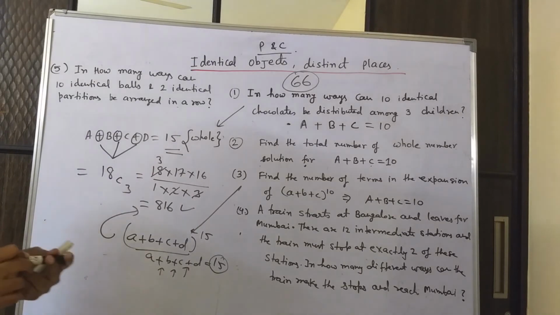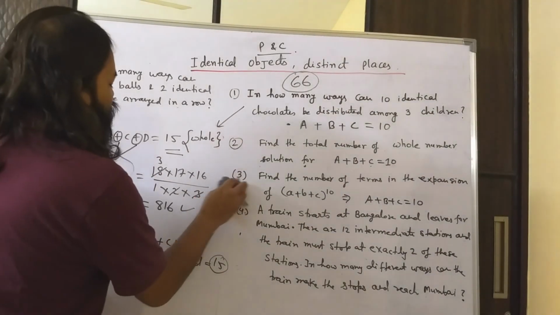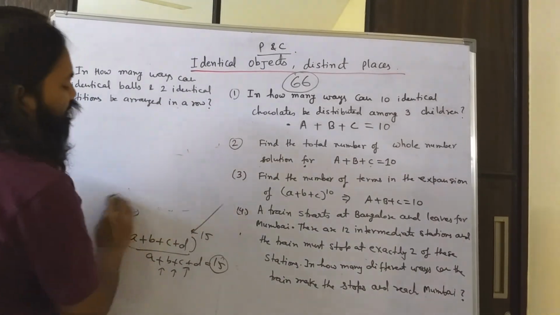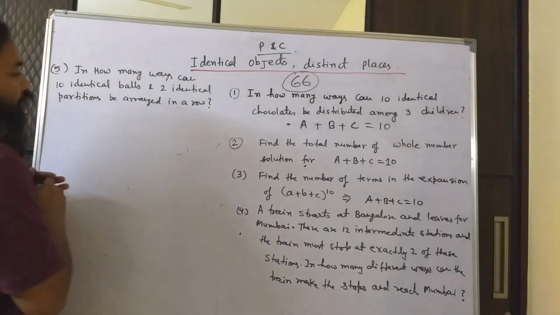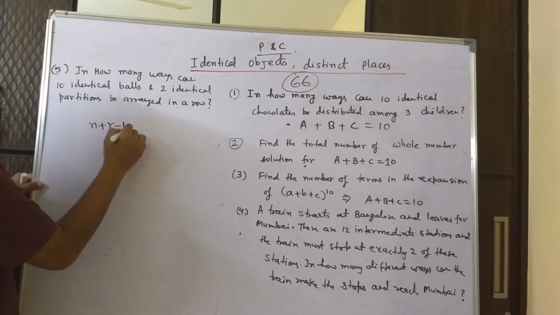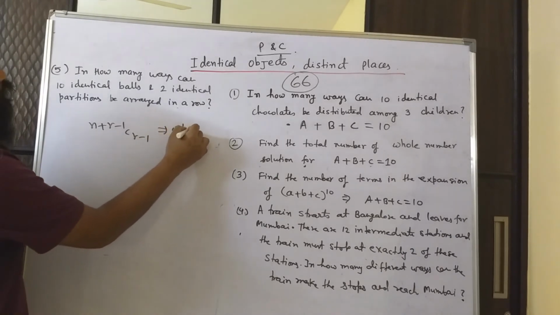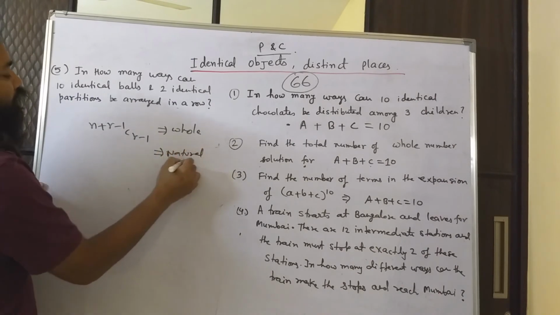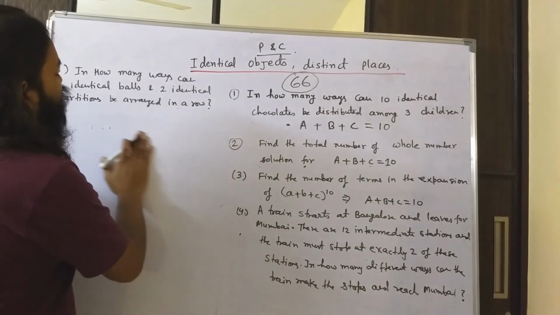Now before ending the session today, I'm just about to end. Some of you might be wondering, what if I am supposed to find the natural number solution? Now, n plus r minus 1 C r minus 1 will work only in case of whole number solutions. For natural number solutions, it will not work. So what to do? Use our approach.